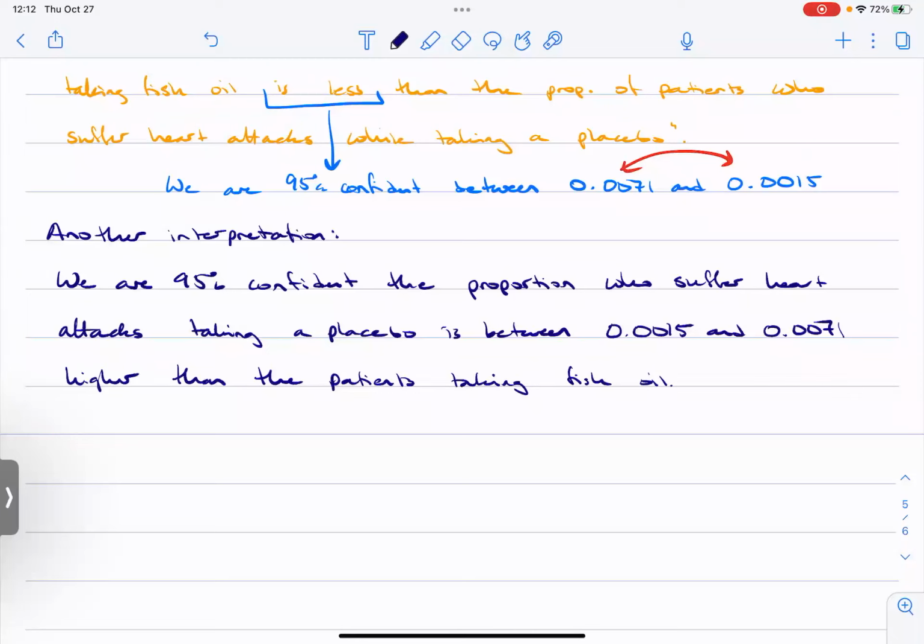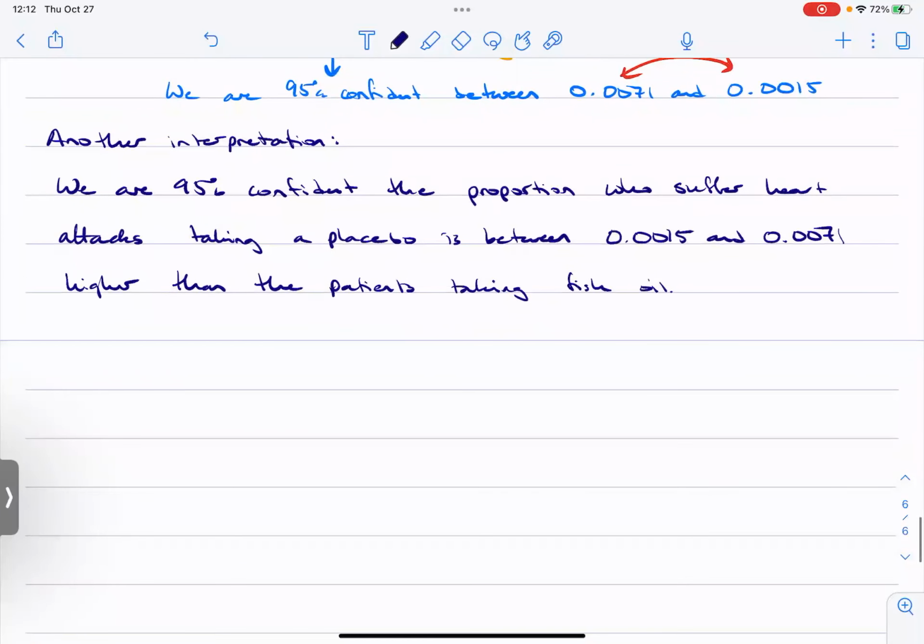Okay. So like I showed with that number line, we can use confidence intervals to test hypotheses, or do hypothesis testing, at least informally. So we can use confidence intervals to conduct informal hypothesis tests.